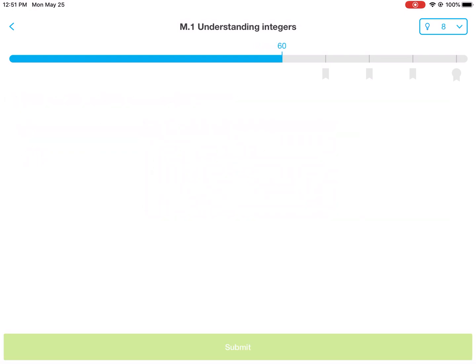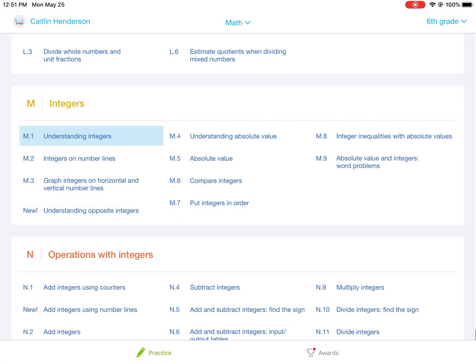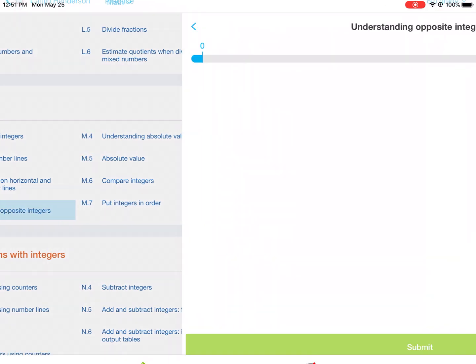Okay, look at that. I already reached a 60. That took me maybe a minute, maybe 2 minutes. Okay, so that is an easy strand. Next one is going to be this new understanding opposite integers. So it falls in between M.3 and M.4.